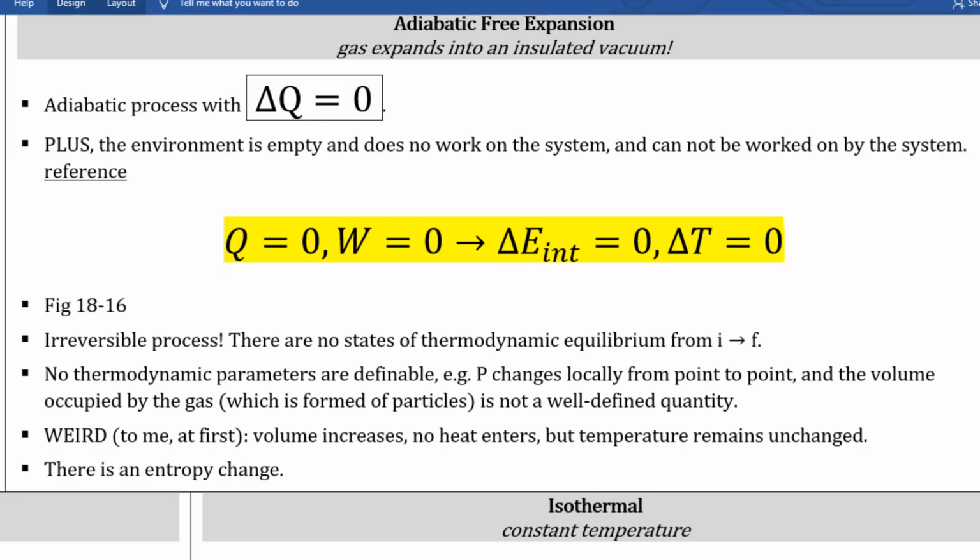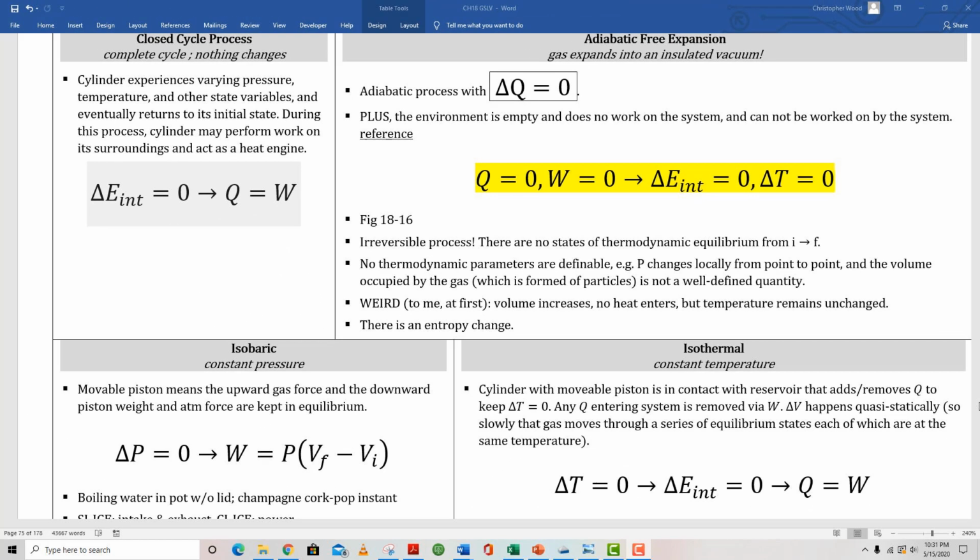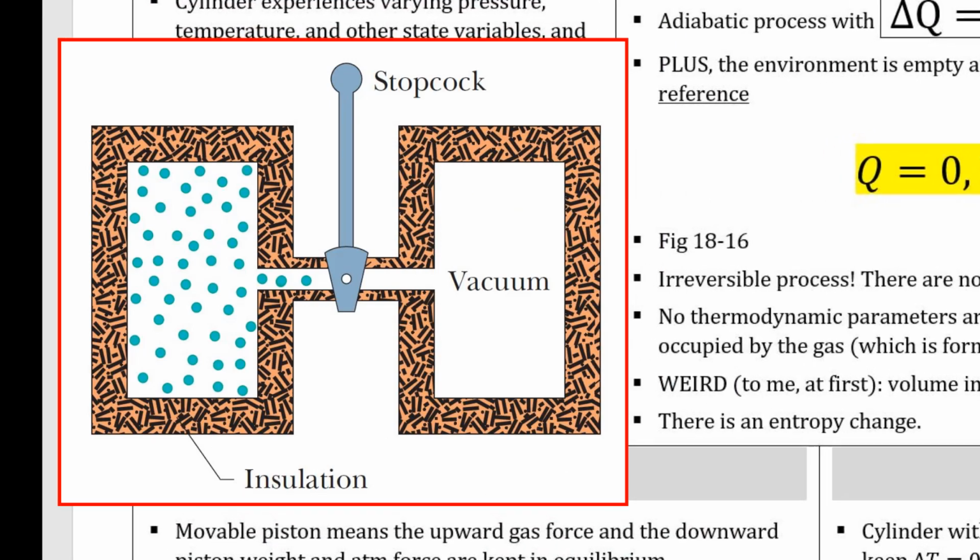The adiabatic free expansion. You hear the term adiabatic and you know that means no heat is flowing into or out of the system. Let's look at this situation. I have 2 thermally insulated chambers that are connected by a pipe. There's a valve that you can open or close.